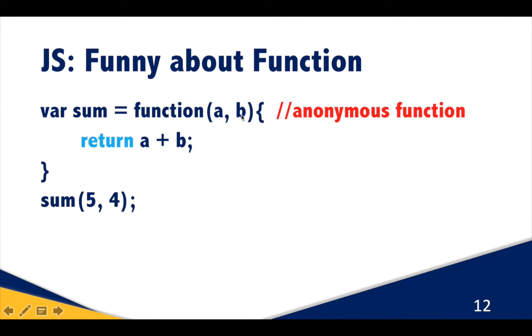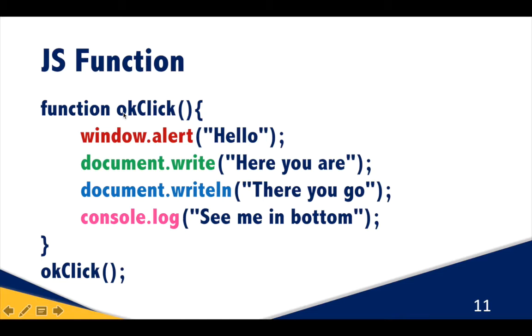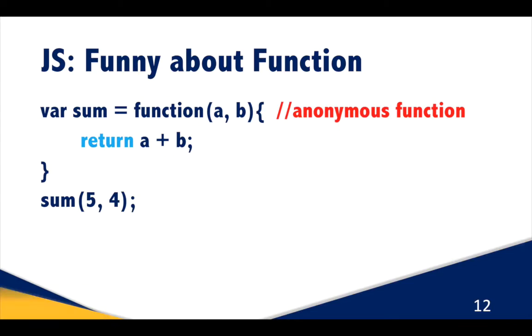But here it's very funny. Here it is called an anonymous function, which is very unique in JavaScript. You can just declare a function with no name, and you put a parameter here, and then we'll do the calculation and return it back. So sum here becomes a function. Okay.